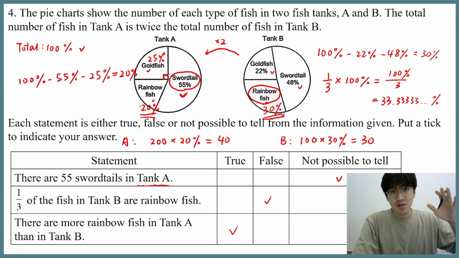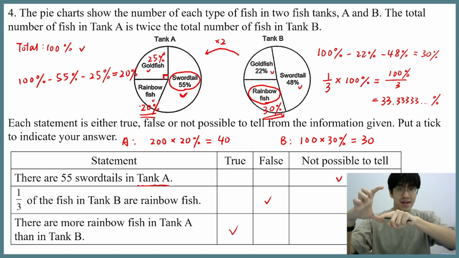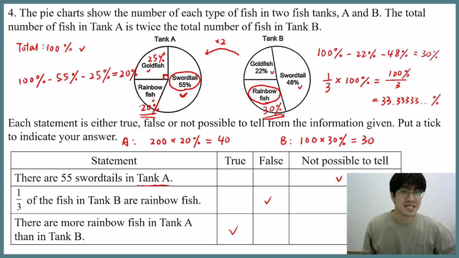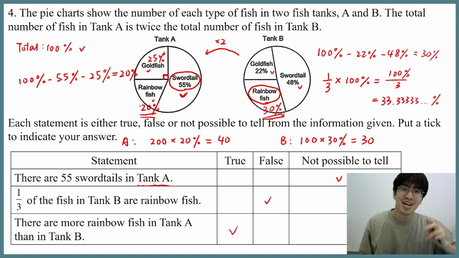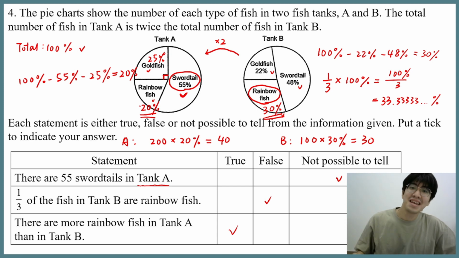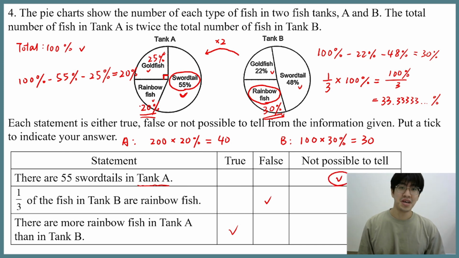Again, from these questions, we have learned that for a pie chart, all the areas should add up to 100%. And then the angles of a circle, one full rotation is 360. And another thing that we learned is that where would I tick not possible to tell? Whenever we don't have enough information to tell me the answer accurately. So that's it for this question.